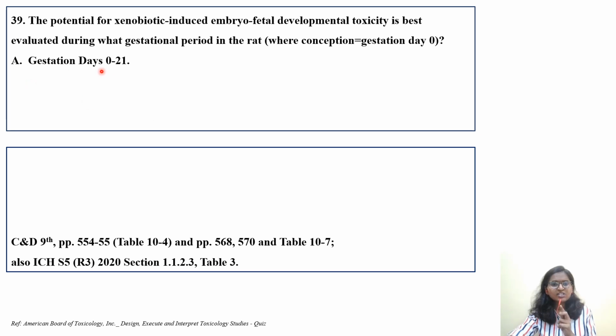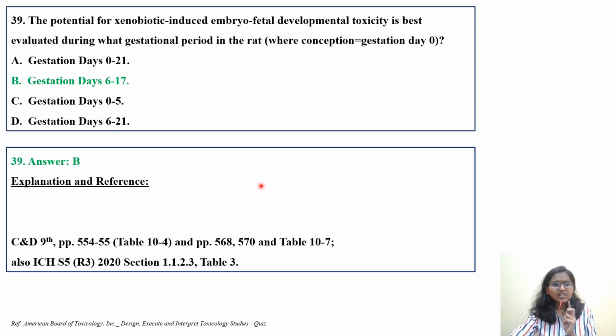Option A is gestation day 0 to 21. Option B is gestation day 6 to 17. Option C, gestation day 0 to 5. And option D, gestation day 6 to 21. The right answer is in green as usual, answer B, and an explanation reference which is given by ABT. Let's see what it is.